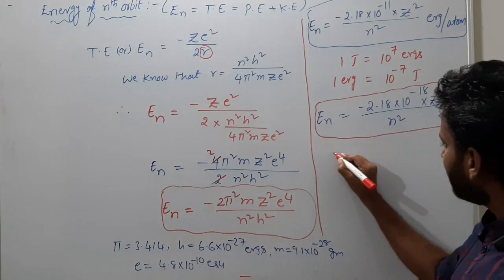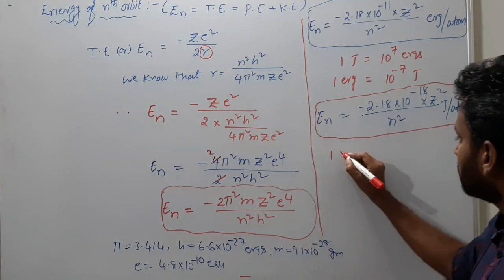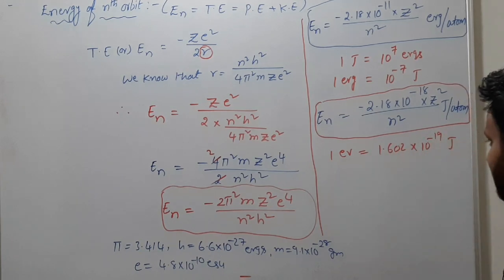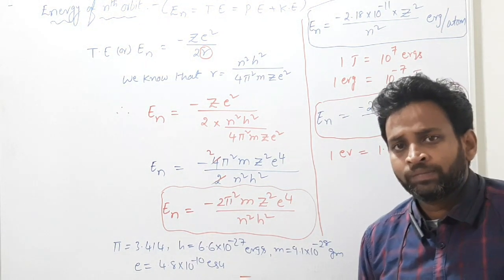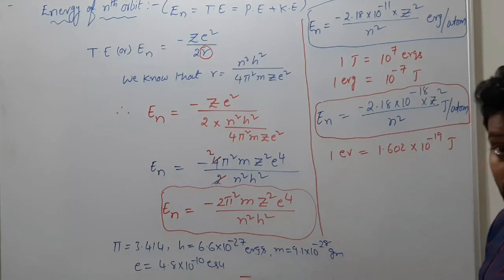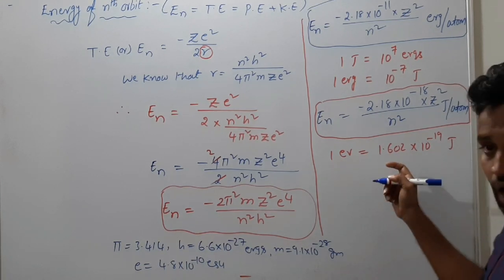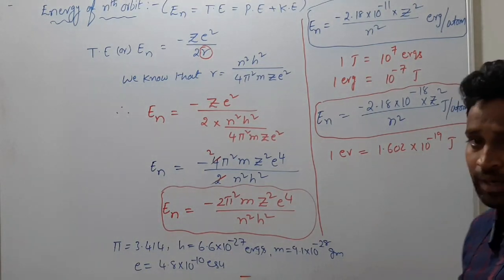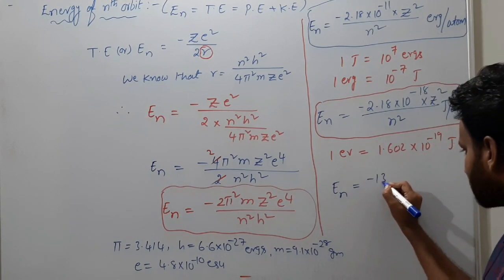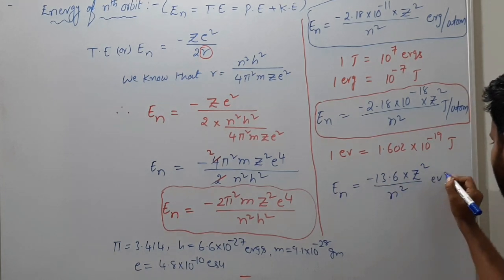You can convert into many units actually. 1 electron volt is equal to 1.602 into 10 power minus 19 joules. So if you want to convert into electron volts, then simplify. 1 joule is equal to 1 by 1.602 into 10 power minus 19 electron volts. So you can have this formula. Then the energy of the nth orbit is minus 13.6 into z square by n square. This is eV per atom.